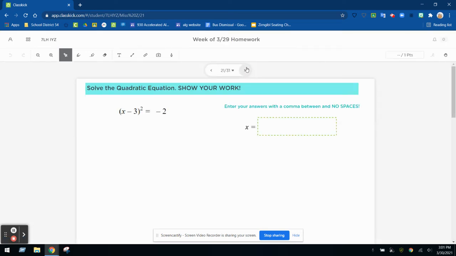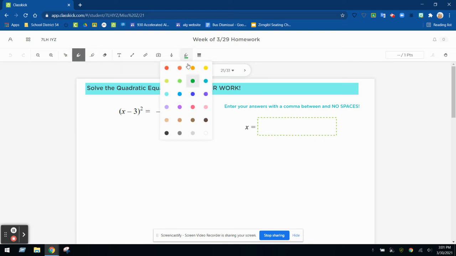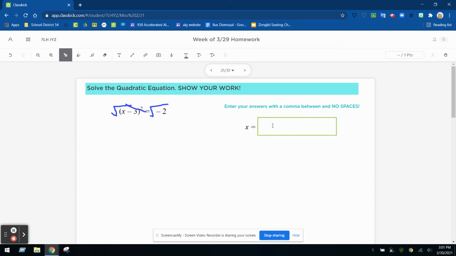All right, I'm going to solve this as well by using square roots because this part that is squared is actually alone. So I'm going to try to take the square root of both sides so that I can get rid of the exponent. When I do that, I get the square root of a negative number, so that's a no solution. You cannot take the square root of a negative number.